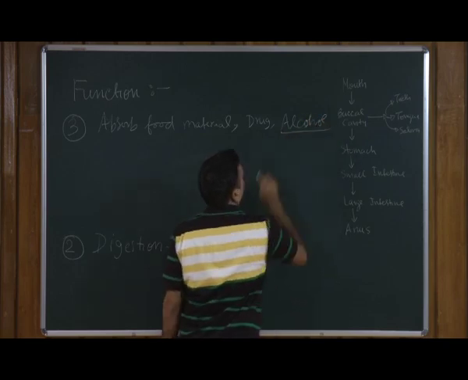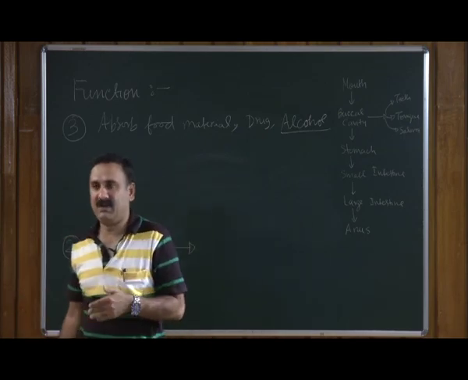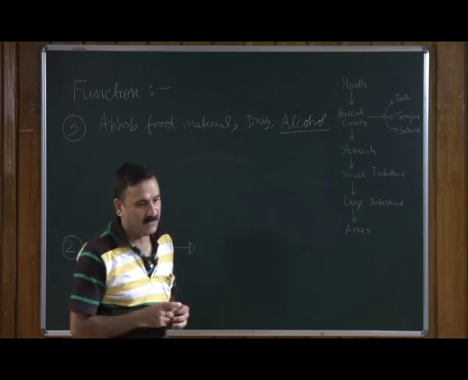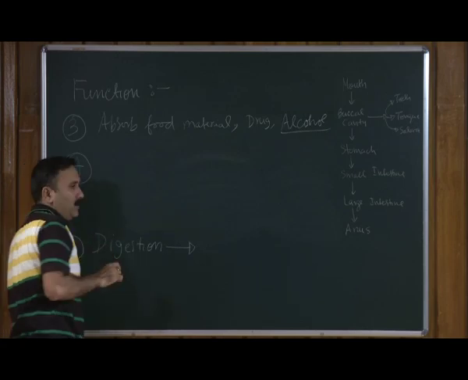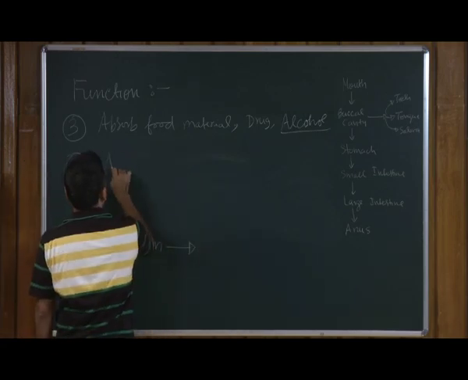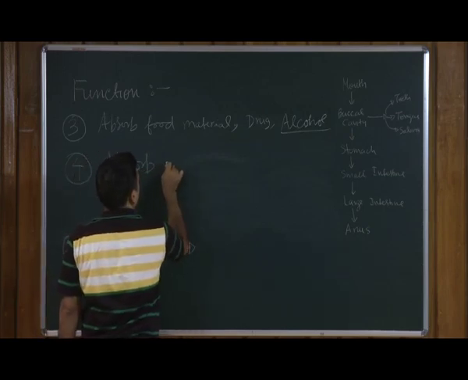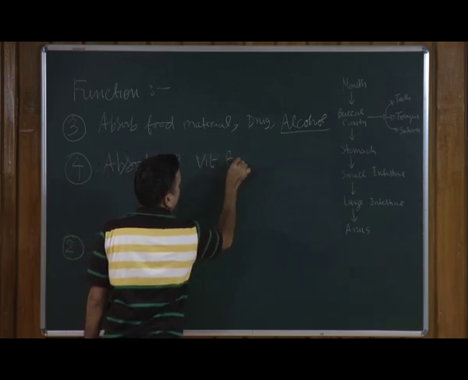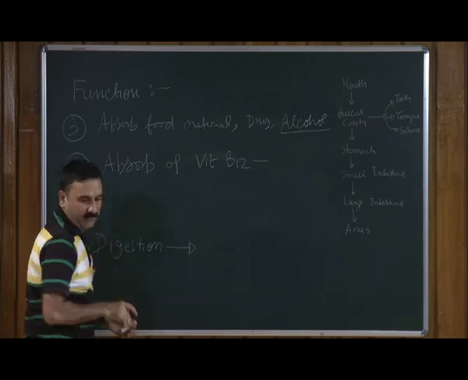The third part is alcohol. People who take alcohol, it never goes beyond the stomach; it goes into the stomach and then gets absorbed through the stomach lining. What is the fourth function? A lot of vitamins and carbohydrates and other things are also absorbed, but the stomach is the primary site for absorption of vitamin B12.